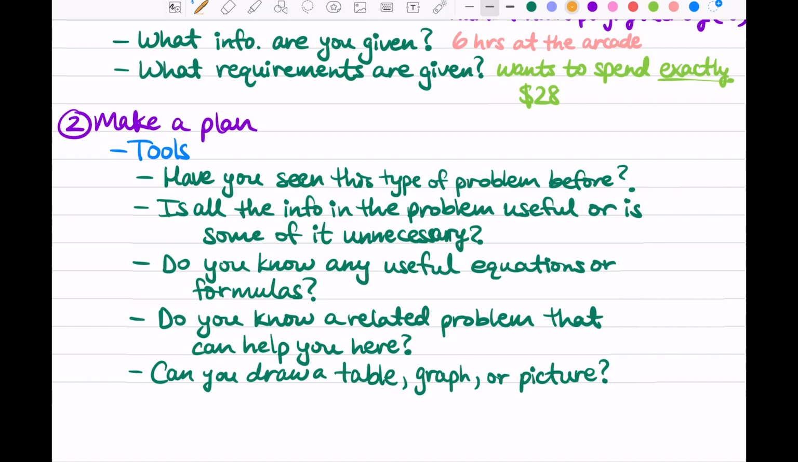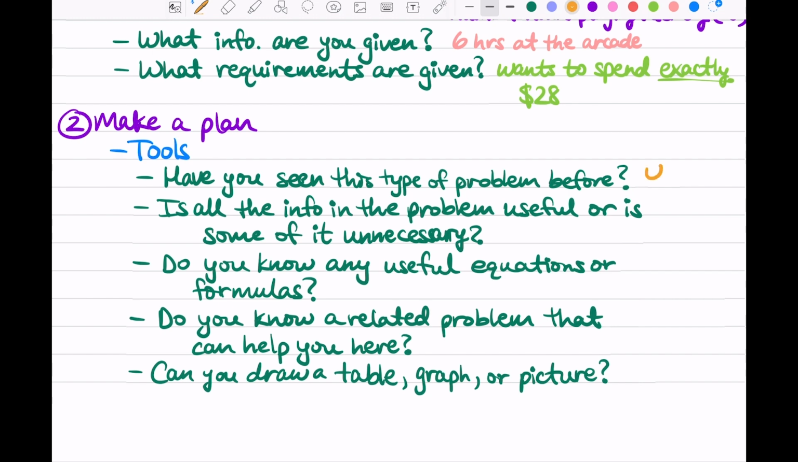And the first question there is, have you seen this type of problem before? This problem is dealing with money, and Simon is using his $28 to purchase bowling hours and laser tag hours. If you worked through the video on word problems for linear inequalities, we saw a similar problem there. In that case, we had Aditi spending money to buy some donuts. In a similar way, we have Simon spending some money to buy some hours at the arcade.